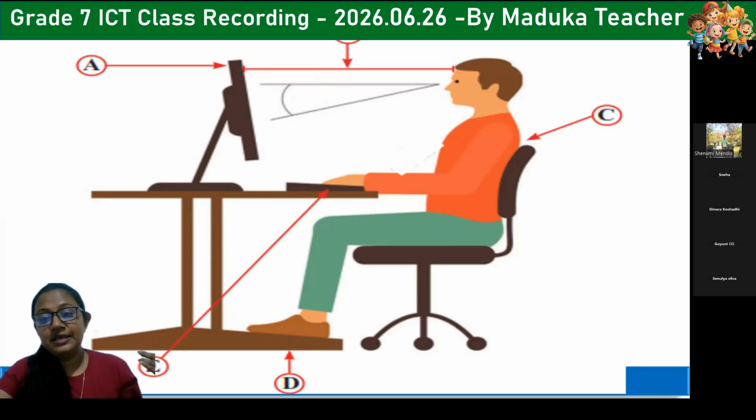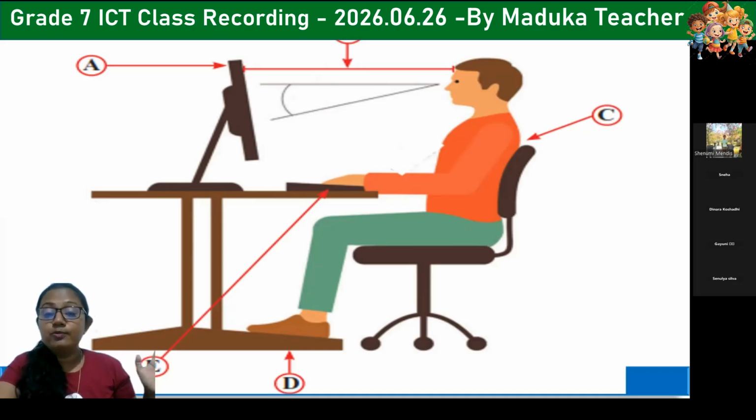Sit straight by leaning on the back of the chair. Sit straight by leaning back on the chair, right? You have to sit straight and lean back on the chair.